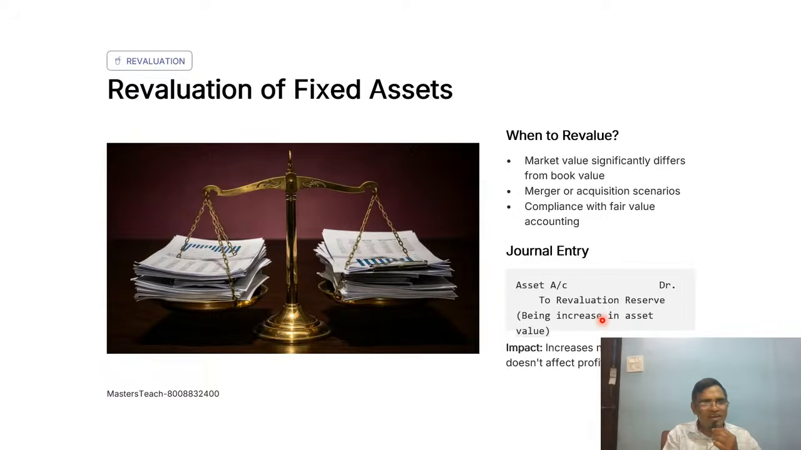In the journal entries, the asset account is debited to the revaluation account, so there is an increase in asset value. This won't affect the profit and loss account directly.